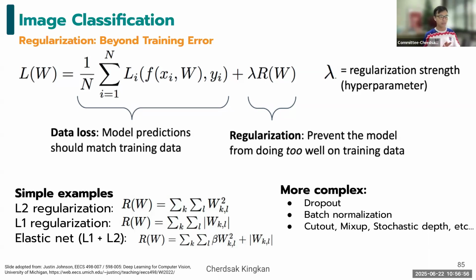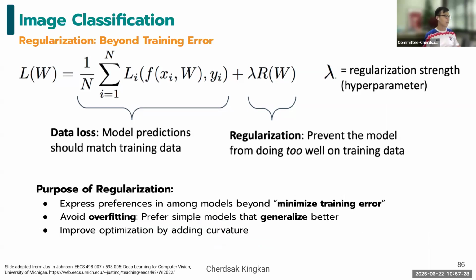So we add this term, which is plus lambda times some function R, right? The lambda is another hyperparameter that we can set, all right? For example, the regularization that we can add would be L2 or L1 regularization, or something more complex. When we are talking about convolutional neural networks, we would talk about dropout, batch normalization, something like that.